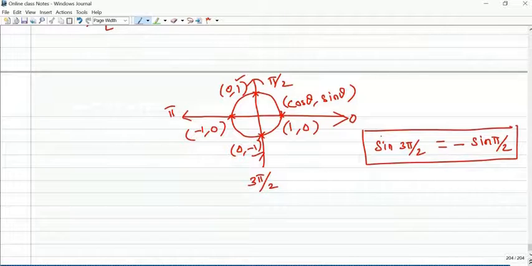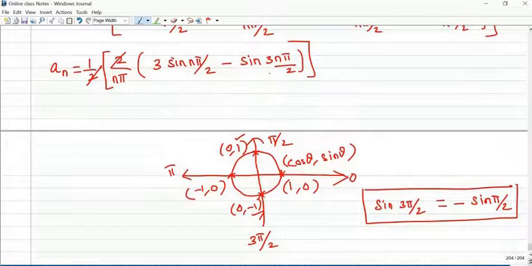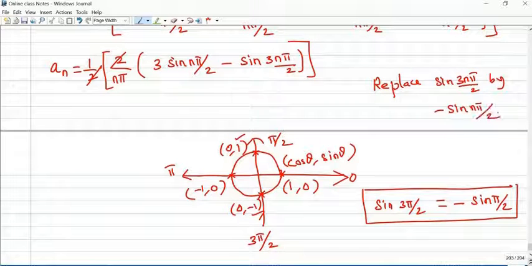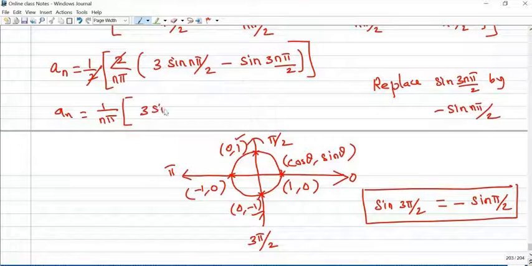Okay. So in the previous example, replace sin 3n pi by 2 by minus sin n pi by 2. There also n, here also n. Okay. So now the an value is 1 divided by n pi, 3 sin n pi by 2 minus sin n pi by 2. It is minus, it is also on minus plus sin n pi by 2.